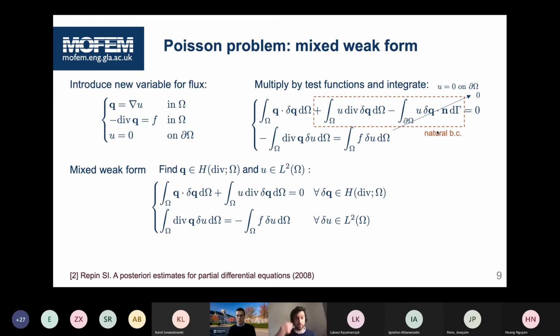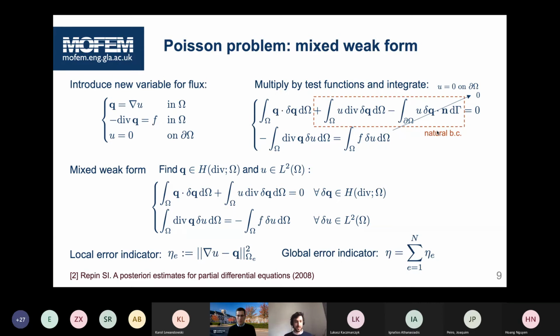And then we end up with the final formulation. So now we are looking for a vectorial field Q from the space Hdiv, as there is the divergence operator acting on Q. And now there are no derivatives of U. Therefore, we look for U in the space L2, such that it satisfies the system.